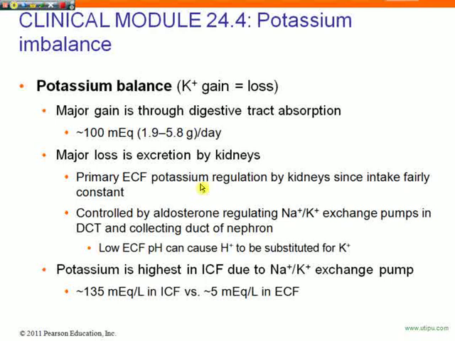Potassium is highest in the intracellular fluid because of that sodium-potassium ATPase exchange pump. So normally intracellular fluid potassium is about 135 milliequivalents per liter. But in the extracellular fluid, and again remember that includes the blood volume, it is at about 5 milliequivalents per liter.